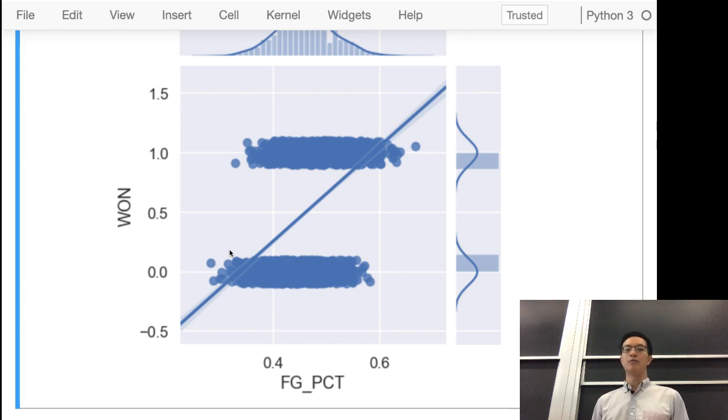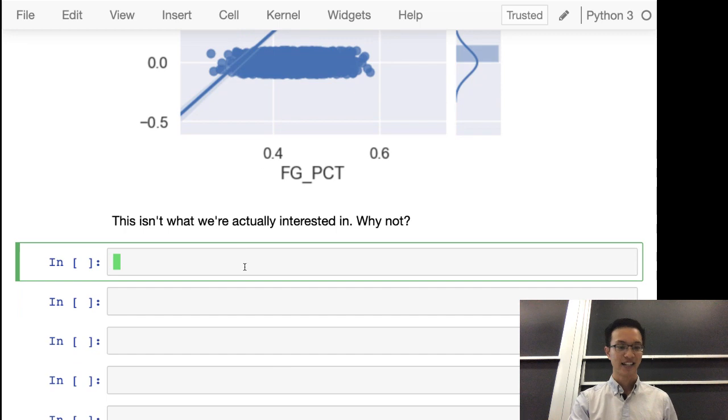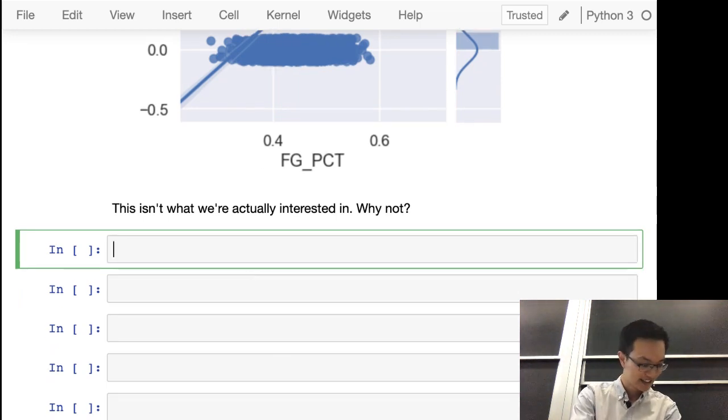And so what we might be more interested in is not the field goal percentage of a particular team. Maybe what we're more interested in is the differential, right? So how many more field goals did one team make over another team while they played? Okay, so to make that happen, I can do some data manipulation.